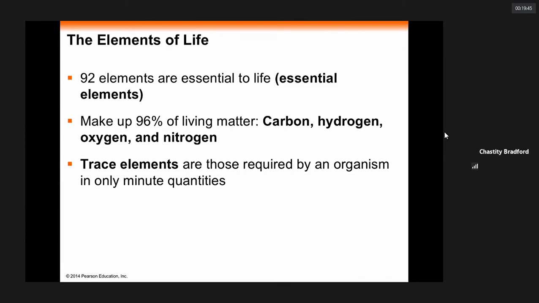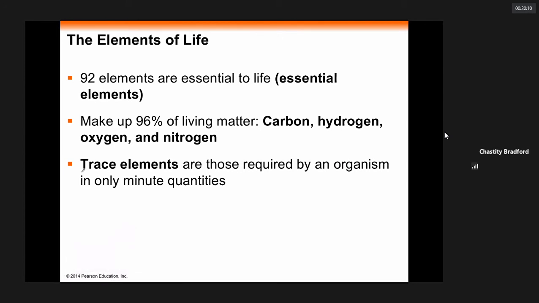Iron, I talked about iron. Selenium, boron, cobalt, zinc. You know how now people are taking zinc, during the pandemic? Zinc is playing a role in immunity. Okay, good. So what is a trace element?